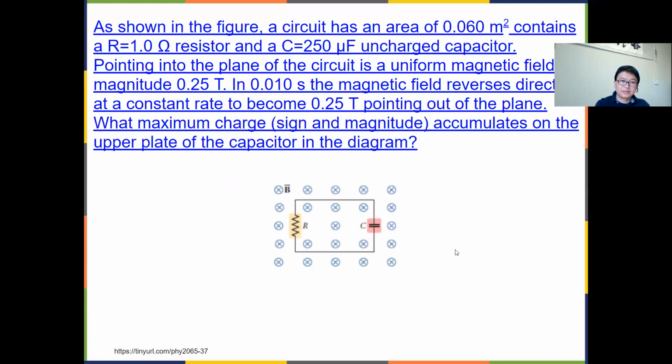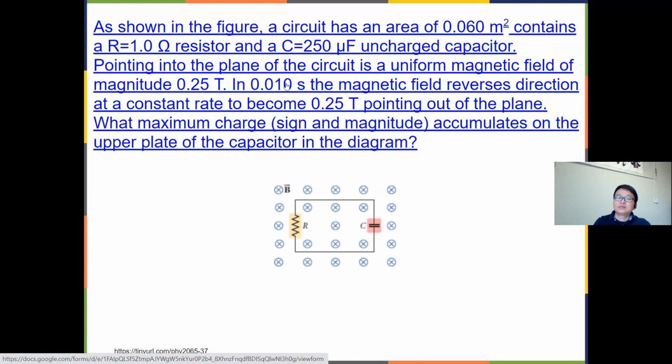Let's take a look at this example here. It says, as shown in the figure, a circuit has an area of 0.060 meters squared, contains an R equal to 1.0 ohm resistor and a C equal to 250 microfarad uncharged capacitor. Pointing into the plane of the circuit is a uniform magnetic field with magnitude of 0.25 Tesla.